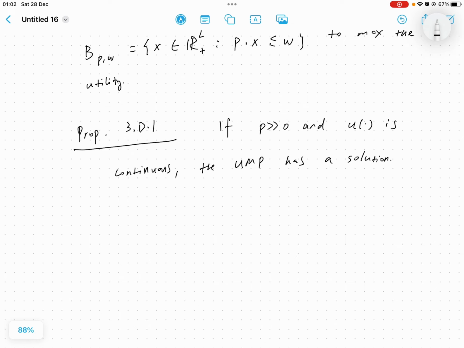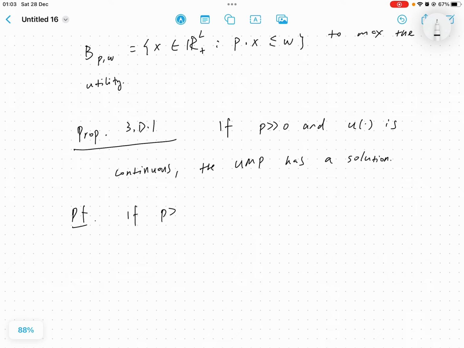Maybe we could do this later. Okay, let's first show the proof and then try to demonstrate some intuitions or some explanations behind this idea. Okay, good. So now let's try to prove this.